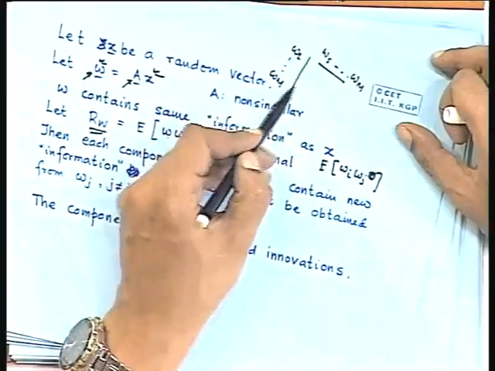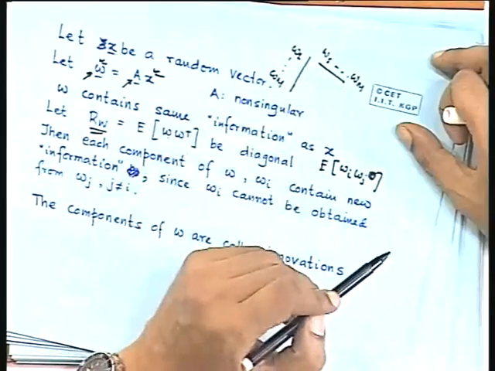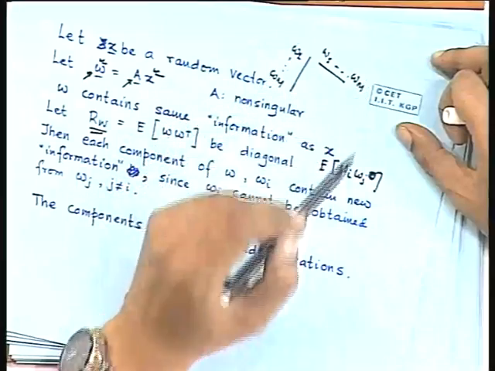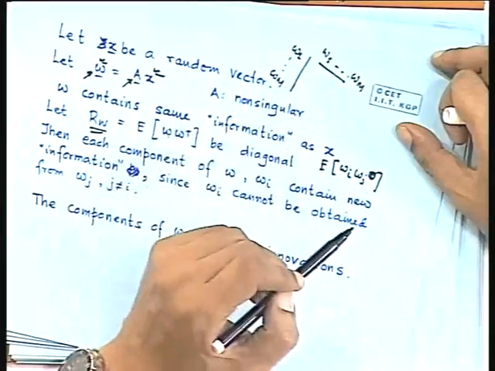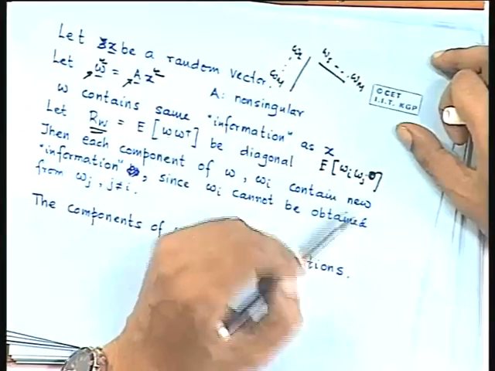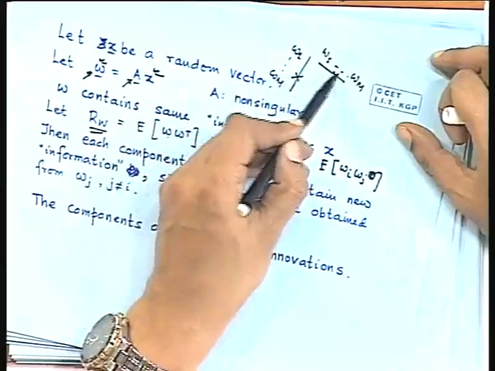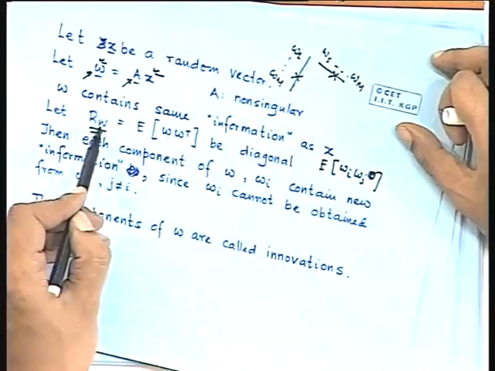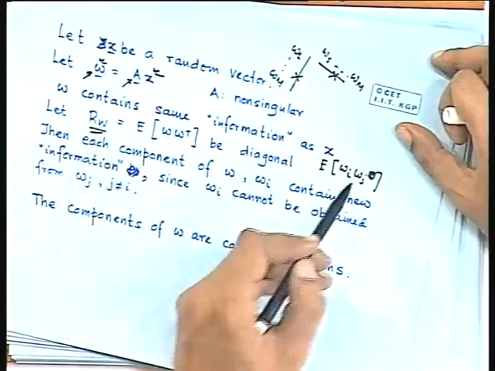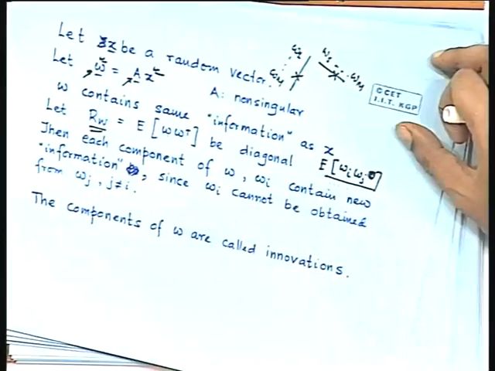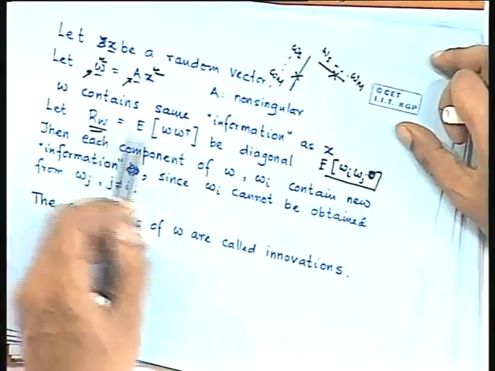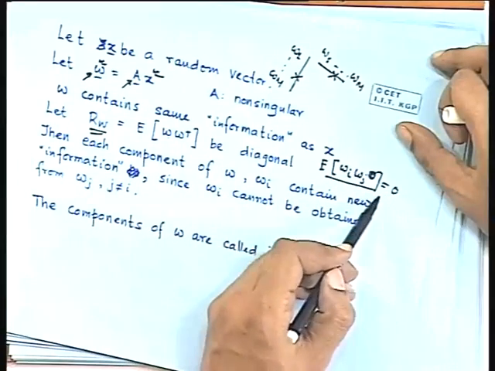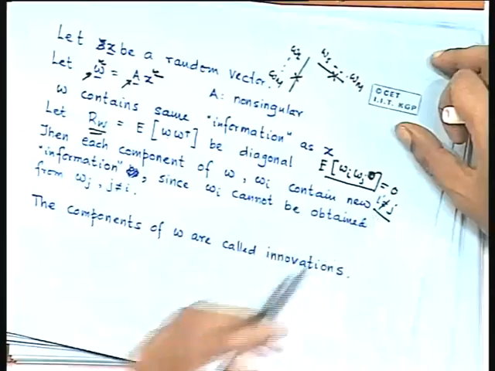So now you are multiplying a column vector by a row vector. So this will give you a matrix. What is the ijth element of this matrix? It is Wi multiplied by Wj. So the ijth element of Rw is the expectation of Wi Wj. Now we are saying that Rw is diagonal. What does it mean? That the expectation of Wi Wj is equal to 0 for i not equal to j. That is what we are saying.